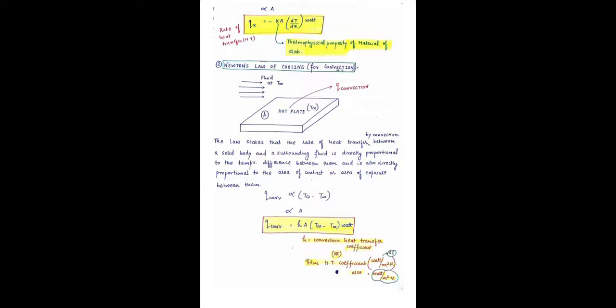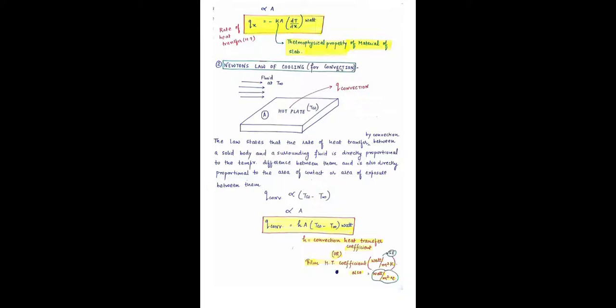The law states that the rate of heat transfer by convection between a solid body and a surrounding fluid is directly proportional to the temperature difference between them, and is also directly proportional to the area of contact or area of exposure between them. That is, Q convection is directly proportional to Tw minus T infinity, where Tw is the hot plate temperature and T infinity is the fluid temperature. Q convection is directly proportional to the area. Combining equation 1 and equation 2, Q convection equals hA (Tw minus T infinity). Its unit is watt.